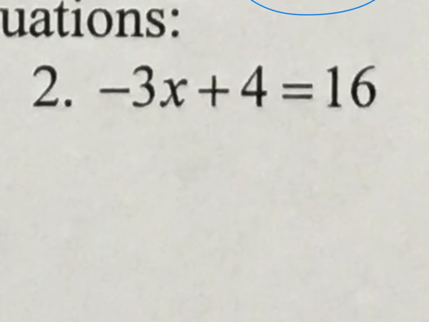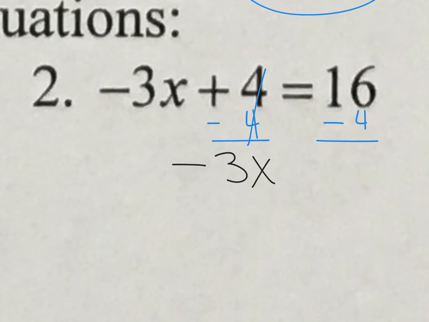So jumping to number 2 here, you want to get rid of the +4 by doing the opposite of +4, which is a -4. And what you do to one side, you do to the other side. So you're going to have the -3x, you just bring it down. The equal sign, you bring it down. 16 take away 4, that's really just 12.